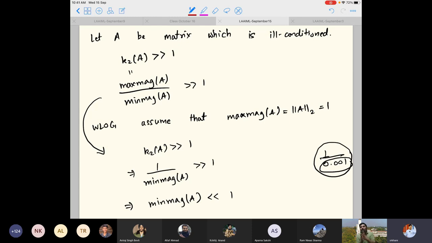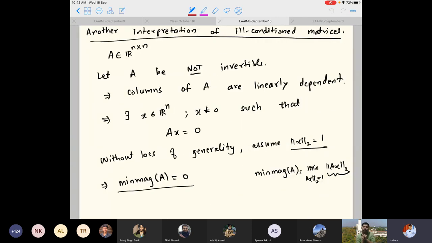Had this matrix A been such that it was not invertible, then you know that there is exactly a column, exactly a feature, which is a linear combination of other features, exactly according to this logic. What is that linear combination? That linear combination is basically the vector x.